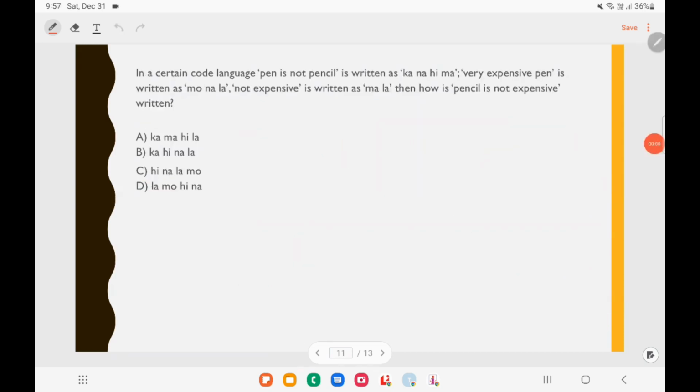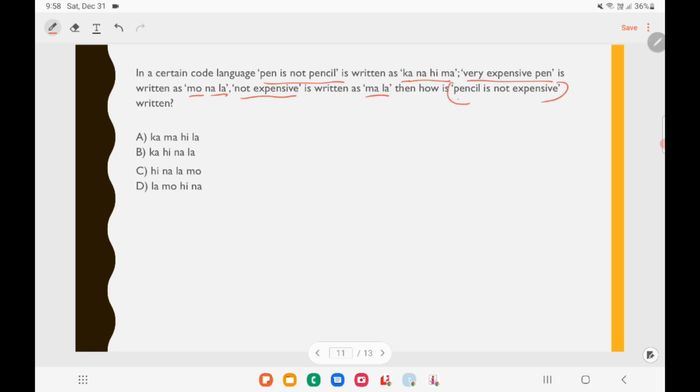Okay. So now let us look into a different model question. In a certain code language, "pen is not pencil" is written as ka, na, hi, ma. "Very expensive pen" is written as mo, na, la. "Not expensive" is written as ma, la. And "pencil is", then how is "pencil is not expensive" written as?